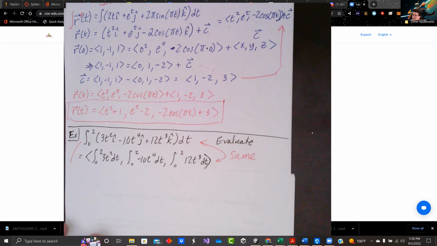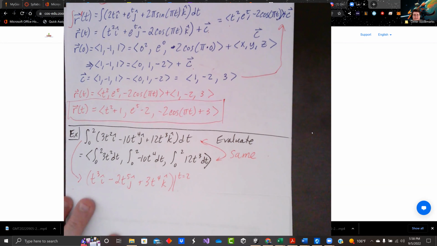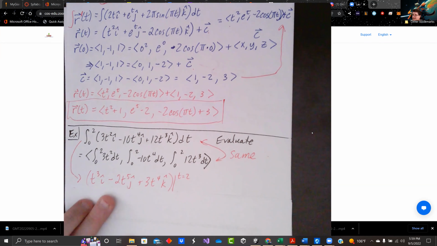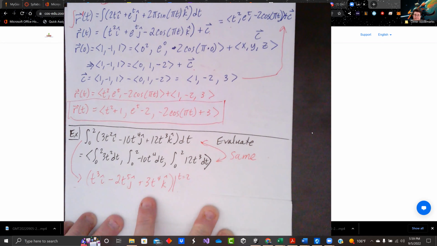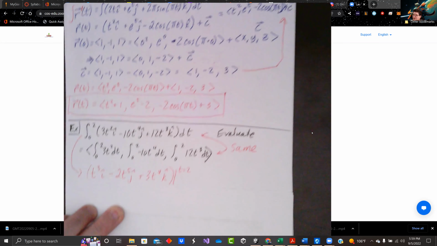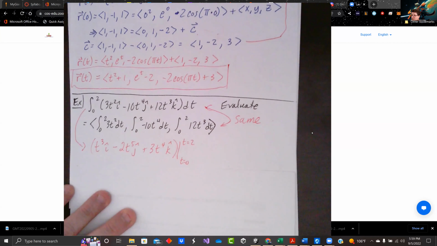Assuming you did, we do the integral separately. So 3t squared becomes t cubed. -10t to the 4th becomes -2t to the 5th. And 12t cubed becomes 3t to the 4th. Don't forget your integration rules. We're evaluating from t equals 2 to t equals 0. So I do that here.